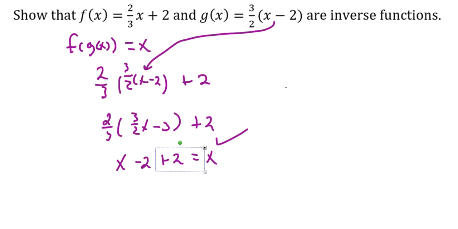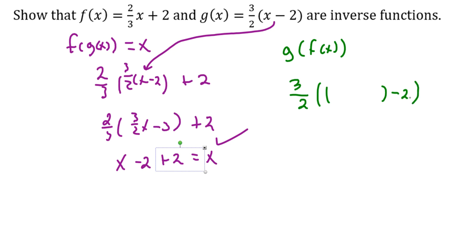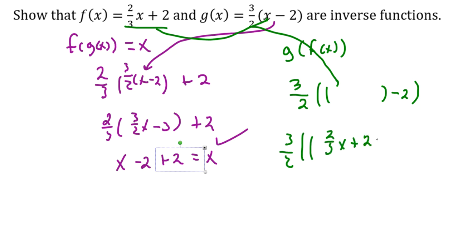I'll do this one in green. I'm going to do g of f of x. All right? So I'm going to go ahead and write this. This is a fairly good technique. I'm going to write this down, and I'm going to put in big parentheses where that function is going to go. Okay? And I'm going to have minus 2, and I'm going to close the parentheses, because this right here is going to go right there. So I'm going to have 3/2, and a couple of big parentheses here, 2/3 x plus 2, and oops, I didn't mean to do that, minus 2. There should be a minus 2 right there.